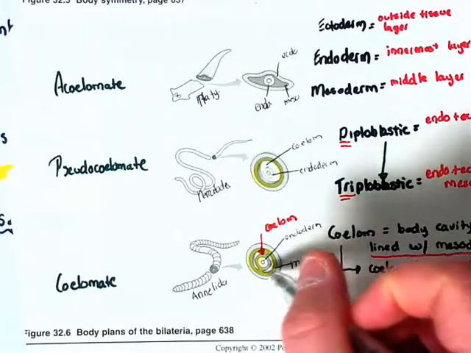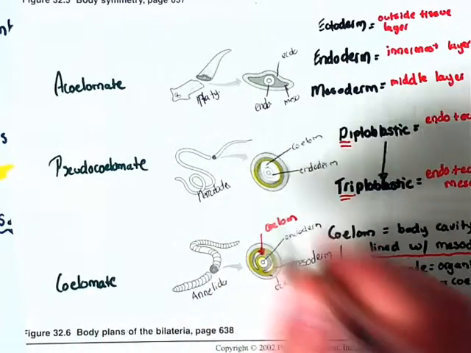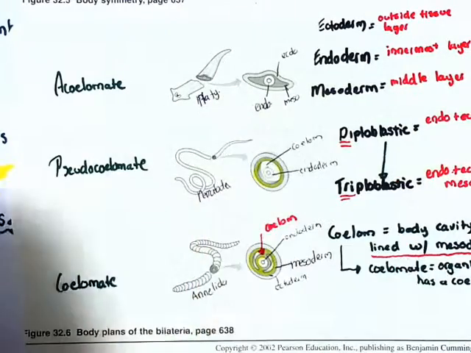That means I'm also having to be triple blastic if you think about it. Because if you're a pseudocoelomate or a coelomate, you for sure have to be triple blastic. And yeah, that's the way that works out.